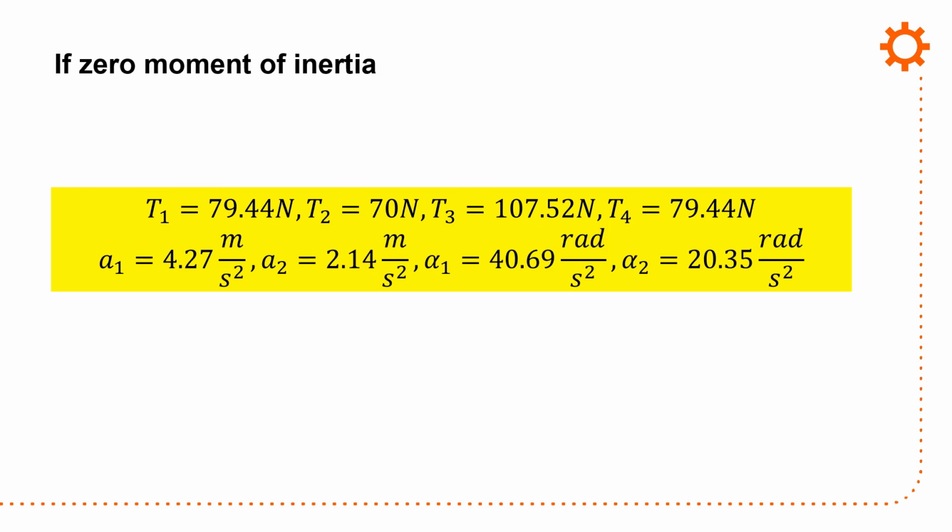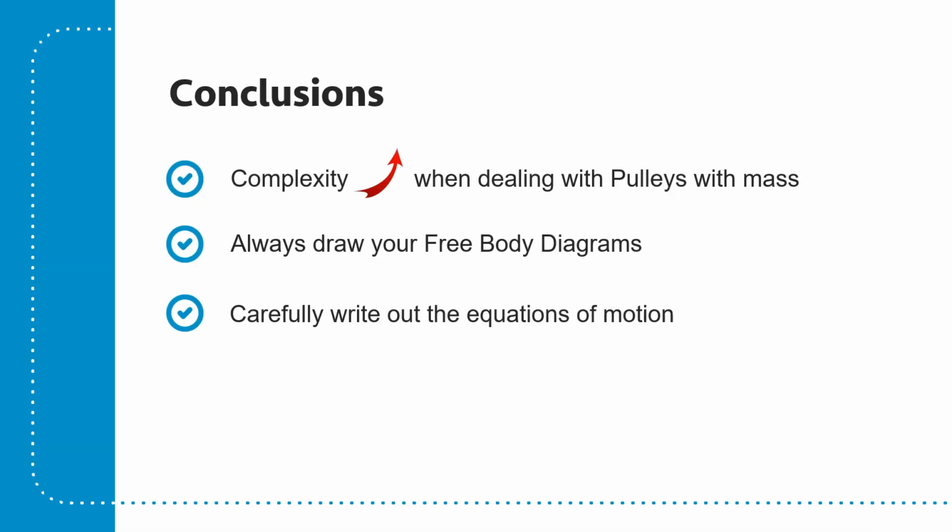And again, what I expected was that I would have a larger magnitude acceleration, and I do in both of these cases. And the same thing with alpha 1 and alpha 2. I have alpha 1 of 40.6 or 40.7 rads per second squared, and alpha 2, which is 20.4 rads per second.